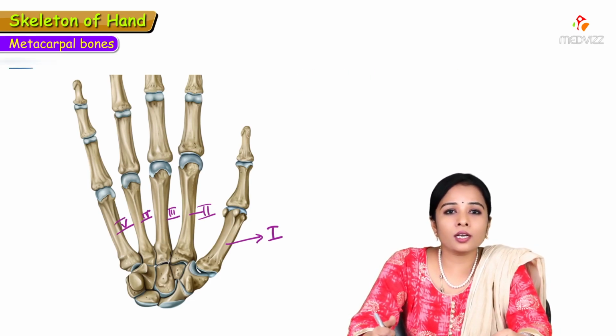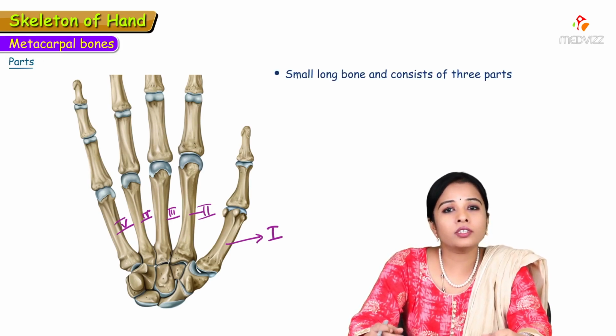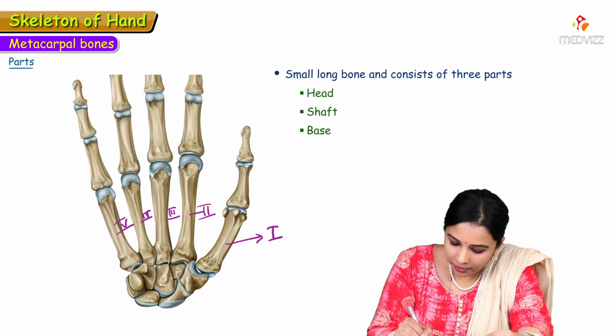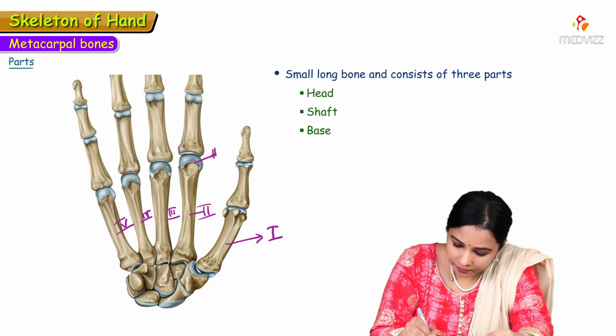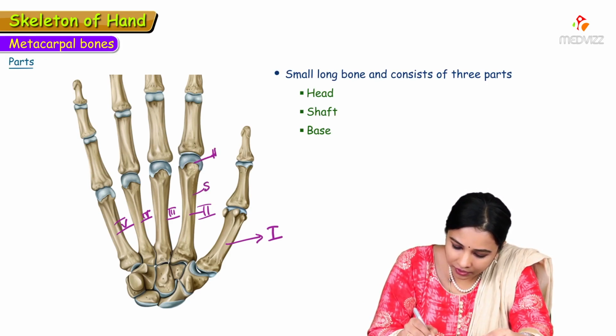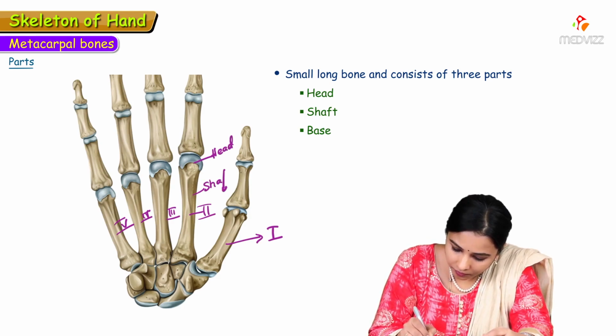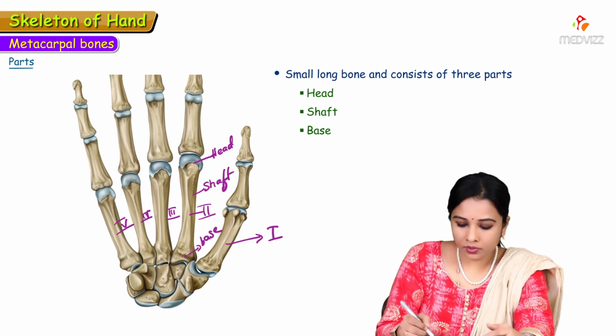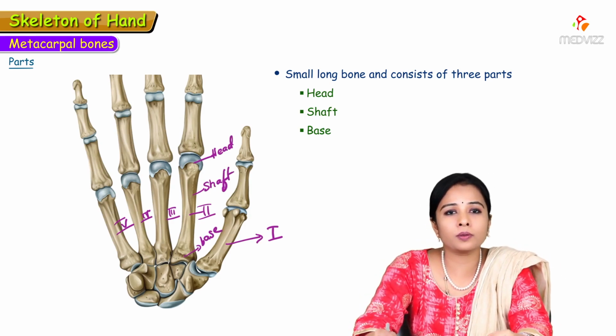So each metacarpal is a small long bone which consists of 3 parts: head, shaft and base. The upper end is the head, the middle is the shaft, and the proximal part is the base. So these are the 3 parts of metacarpal bones.